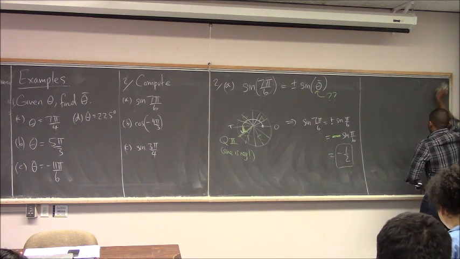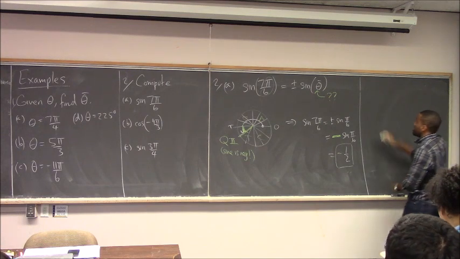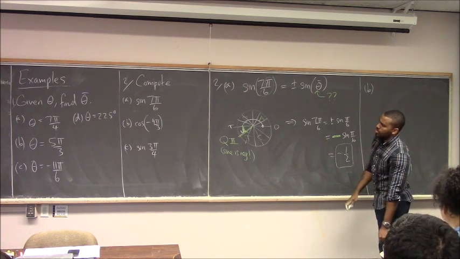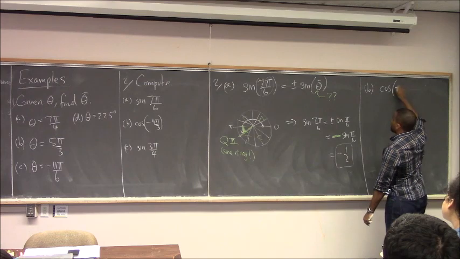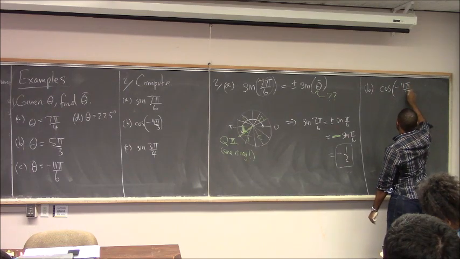Let's try another one. How would you do with this one? Cosine of minus 4 pi over 3.